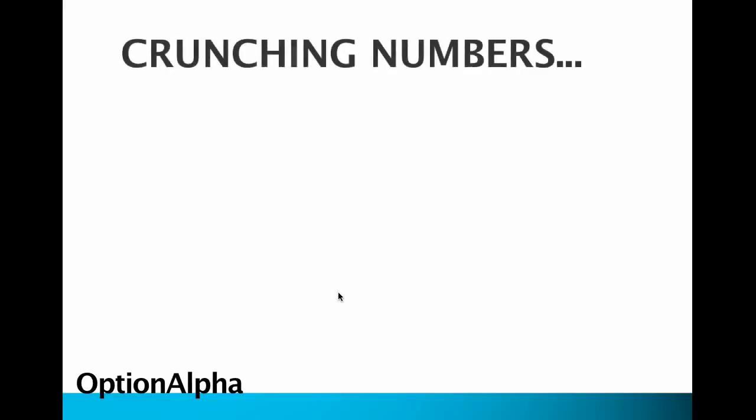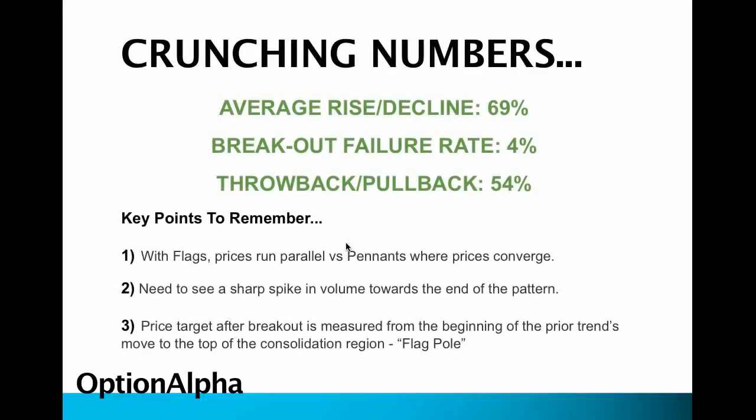Let's get into the numbers here as we always do. The average rise or decline from these patterns is about 69%. So like I said, this is a very powerful pattern. Now this is a little bit subjective because we're looking for historically patterns that fit all the criteria. So again, if you have one of those high and tight patterns that are very, very consolidated, very close together, you have a higher likelihood of seeing these types of returns after the breakout.